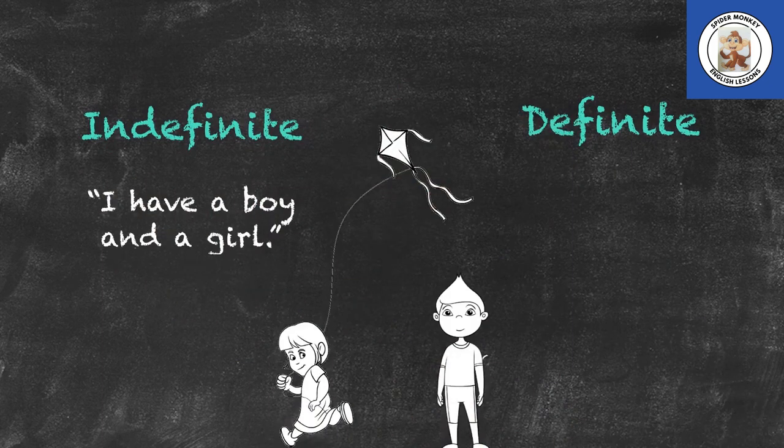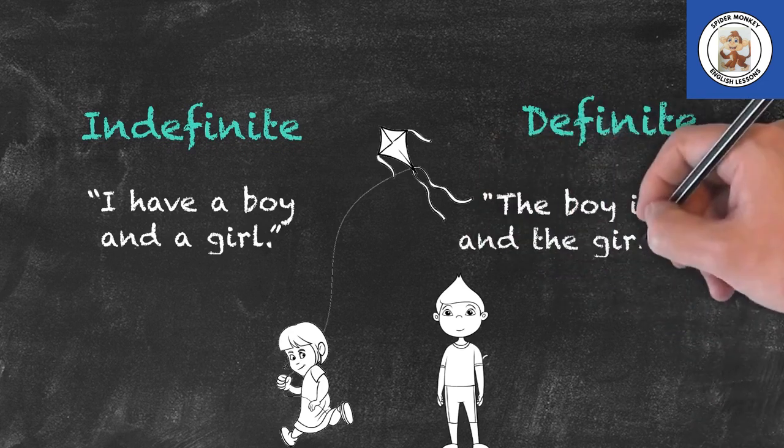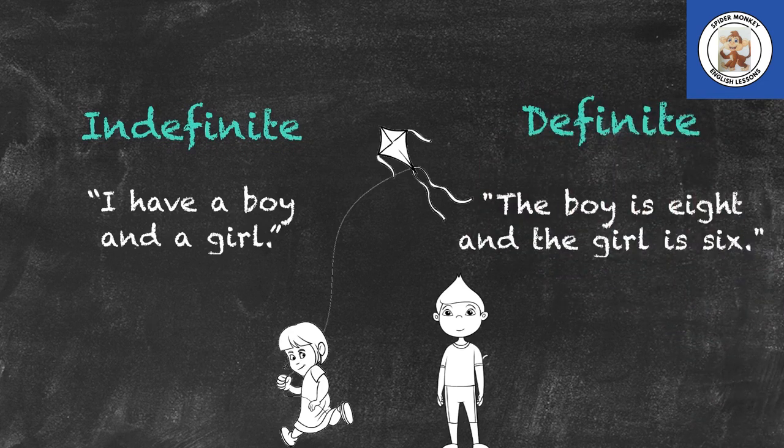We use the definite article when mentioning that same thing an additional time, or any additional times we mention it. So, I have a boy and a girl. The boy is 8 and the girl is 6.